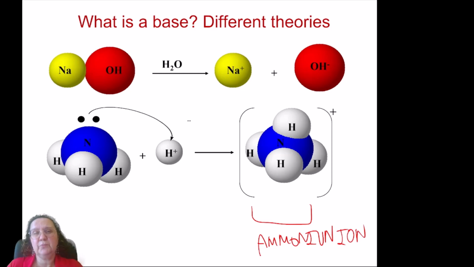Ammonia cannot be explained by Arrhenius theory, and that's why the theory kind of became obsolete, because it didn't explain all the substances that could behave as bases, and that is explained by the Bronsted-Lowry theory. It can accept hydrogen ions, therefore it behaves like a base.